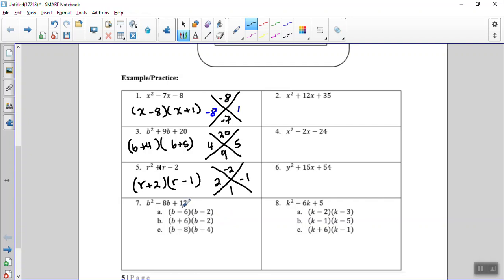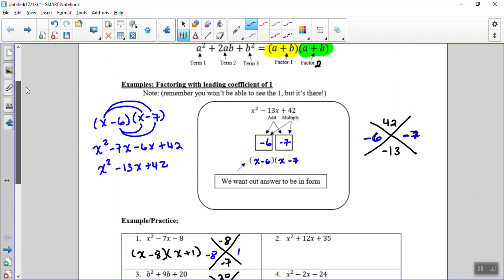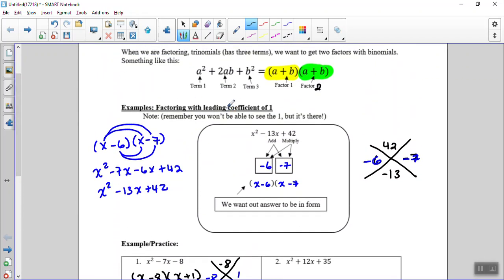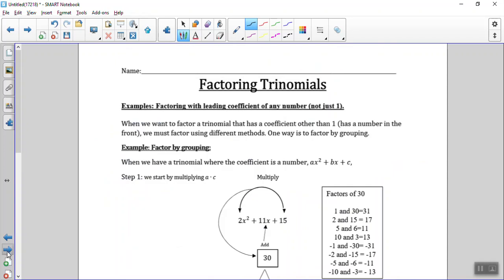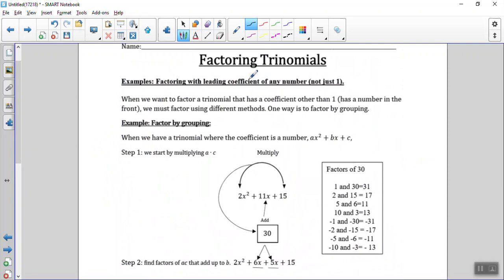And then over here, I'm just going to look at my answer choices. I know that negative 6 times negative 2 is positive 12, and then negative 6 plus negative 2, that's negative 8. There we go. Okay? So that's the first part of this lesson. When we're factoring trinomials with a leading coefficient of 1, what that means is there's no number in front of the squared term. The next lesson I'm going to teach you is how we factor with a leading coefficient of any number, not just 1.